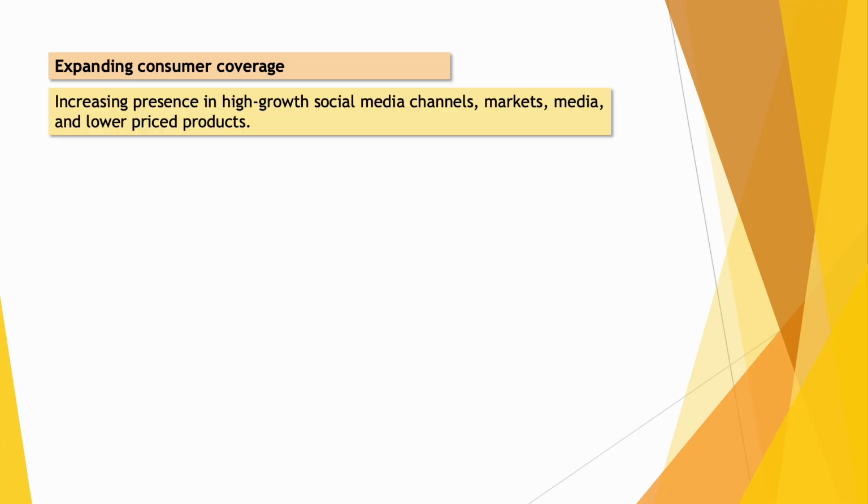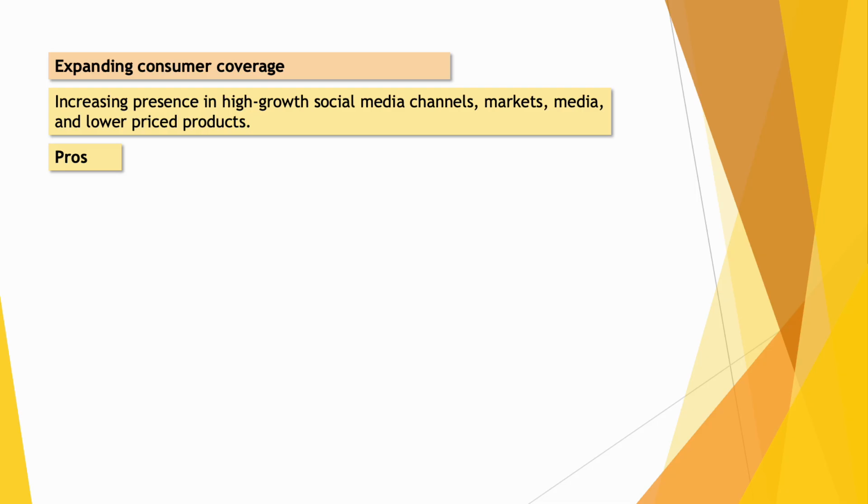So let's look at the first one. We have the idea of expanding consumer coverage. So what ER is planning on doing is increasing its presence in high growth social media channels and markets, and also kind of offering potentially some lower priced products.